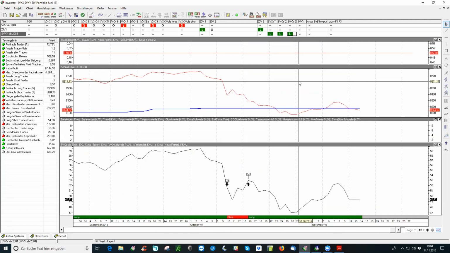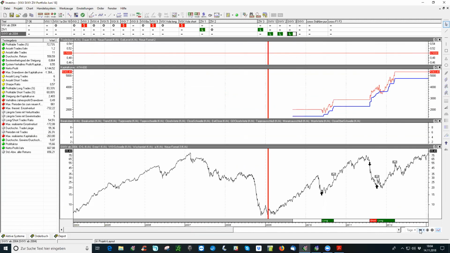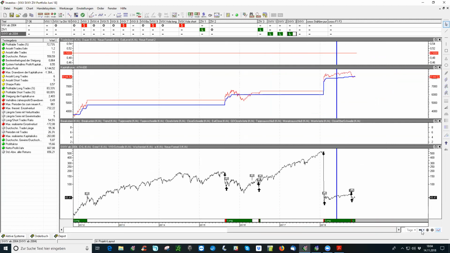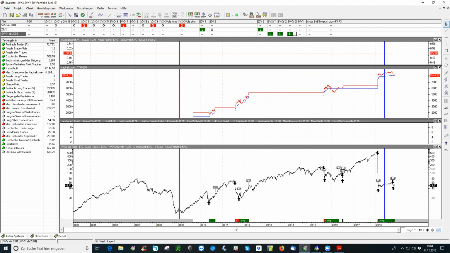You see, sometimes there are more signals, sometimes there are not so many signals. Here, for example, you don't see very many signals. These are only about, let's have a look, 11 trades in 10 years.